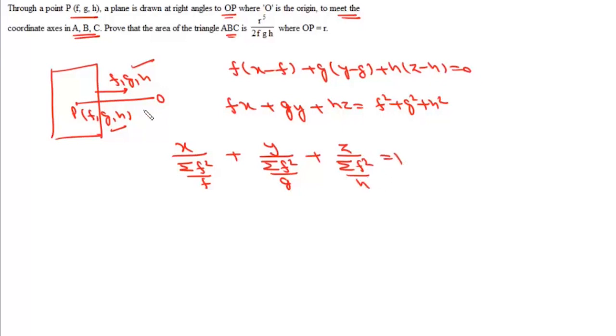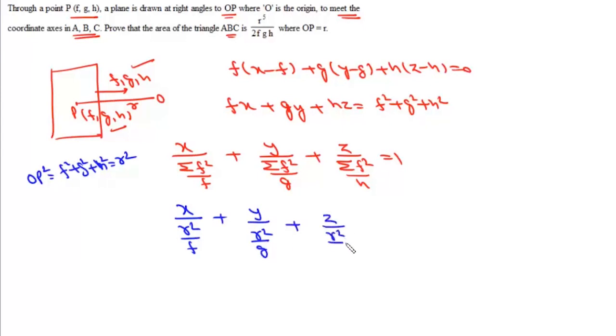Now it is given that this OP is R. That means OP square is F square plus G square plus H square, and it will be equal to R square. So we can write this as X upon R square by F plus Y upon R square by G plus Z upon R square by H, and it is equal to 1. Now A is R square by F, B is R square by G, and C is R square by H.